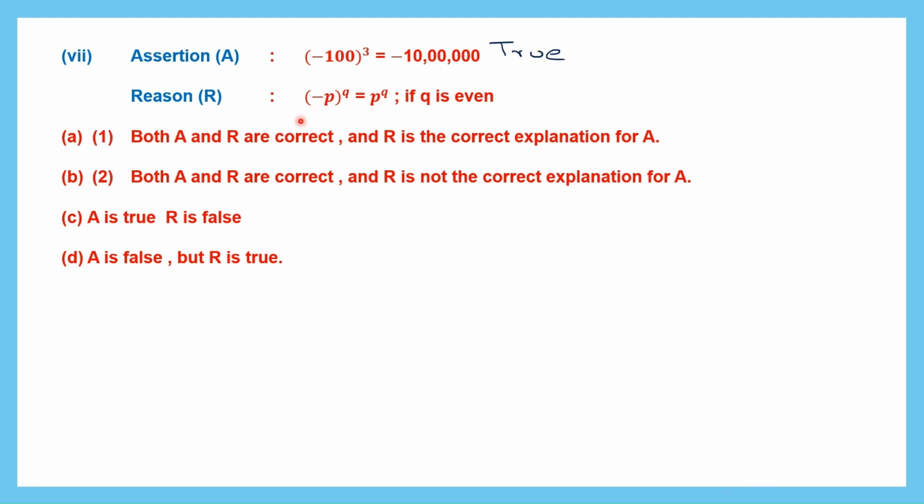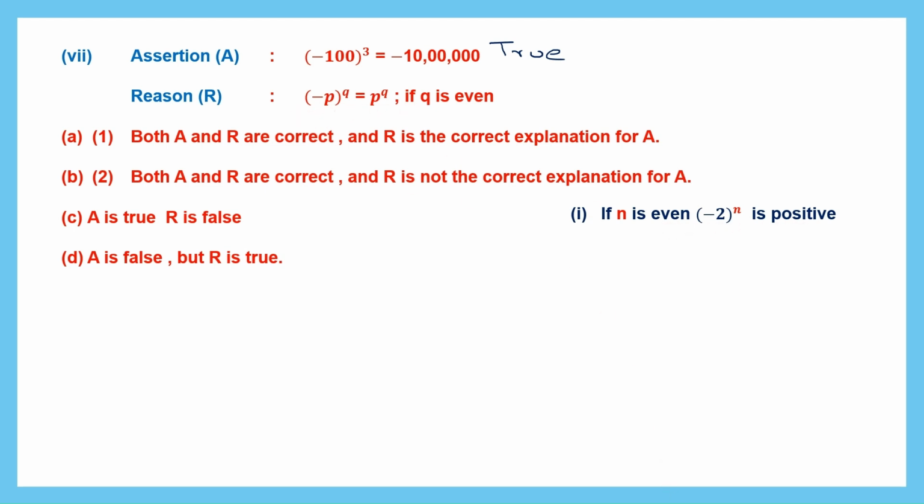Now the reason: negative p raised to the power of q is p raised to the power of q, that is if q is even. So the negative integer now becomes positive only if this power is even. So when a negative integer is raised to a power that is even, the answer is positive. And we've learned that. If n is even, negative 2 raised to the power of n is positive. So any negative number, if it is raised to a power that is even, becomes positive.